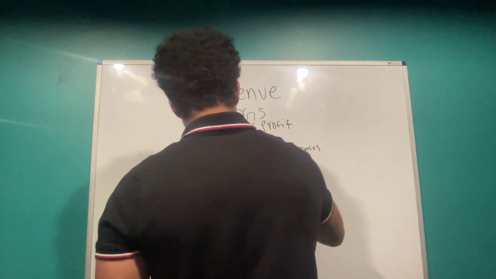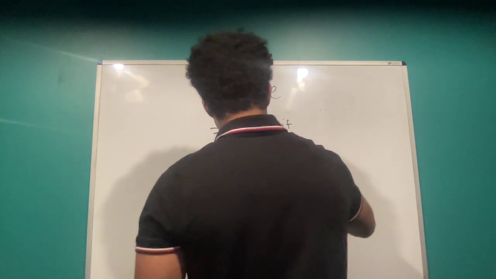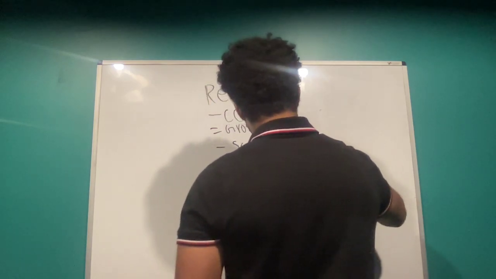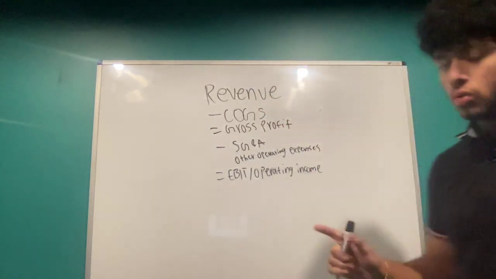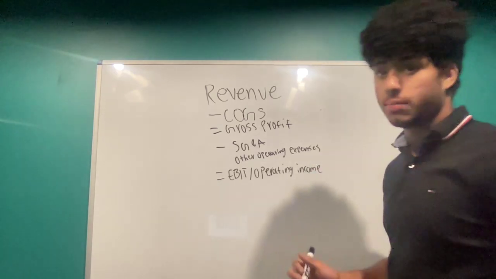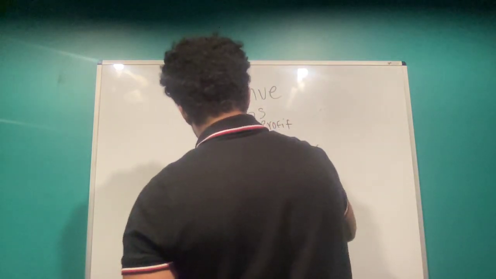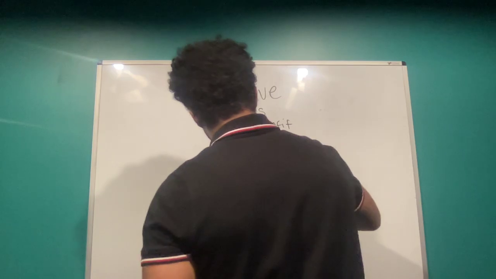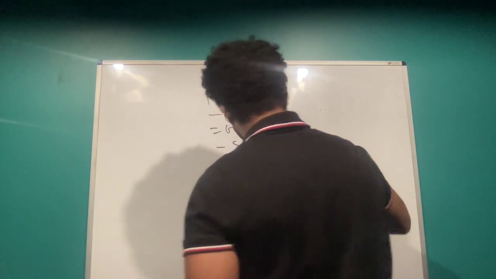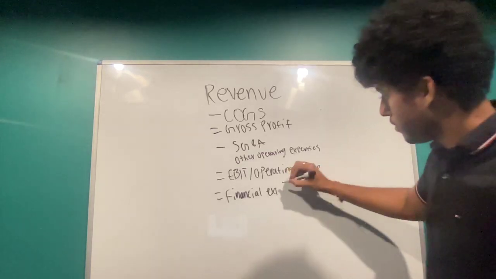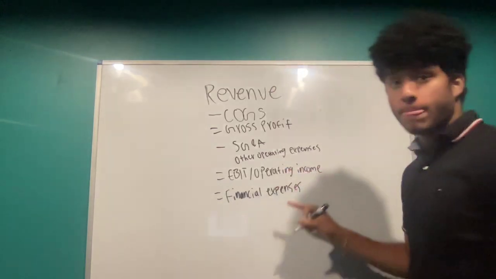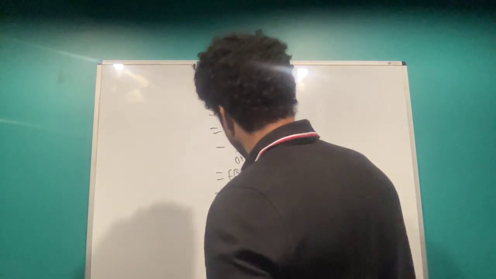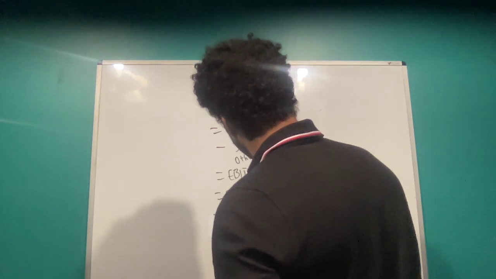So now this brings you down to EBIT, or operating income. Now we're at EBIT, operating income. It's pretty simple to get to net income. We are simply going to account for financial expenses such as interest, for example. I'll try to show you guys, is that right. Financial expenses. Now this will bring you down to your taxable income.